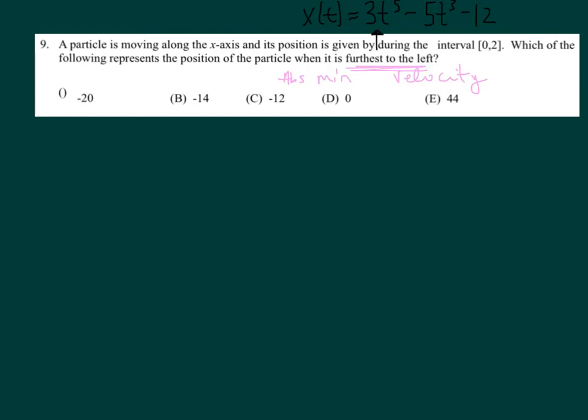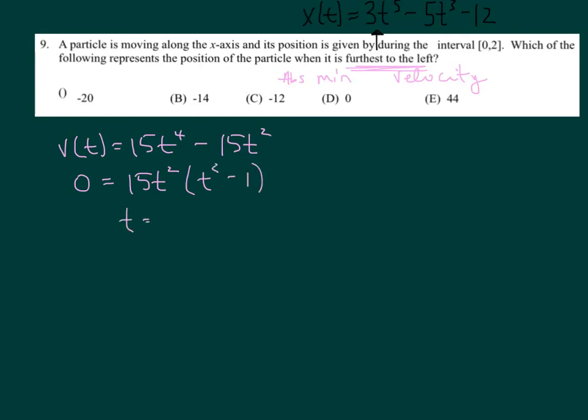So I'm going to find the velocity function using my position function, taking the derivative. So 15t to the 4th minus 15t squared, and then minus 0. Now if I'm finding an absolute min, I need to find its critical values. So I'm going to factor out a 15t squared, and I'd be left with t squared minus 1. So I would get t equals 0, and t squared equals 1, so t equals positive and negative 1. So my critical values are 0, 1, and negative 1.